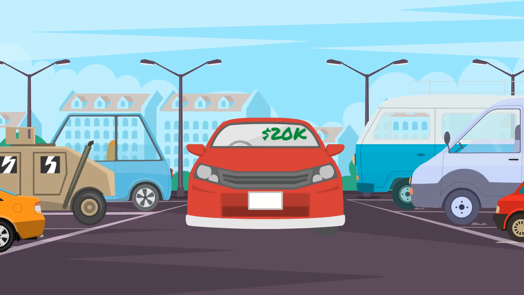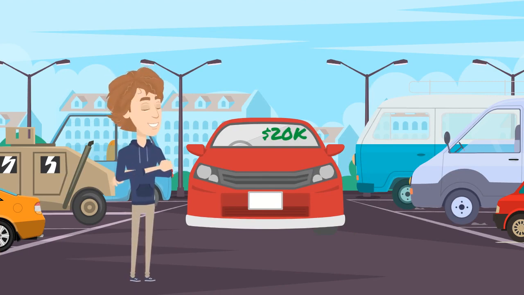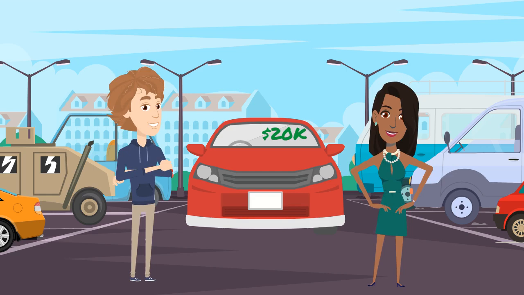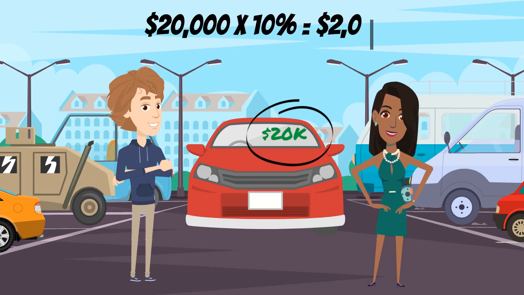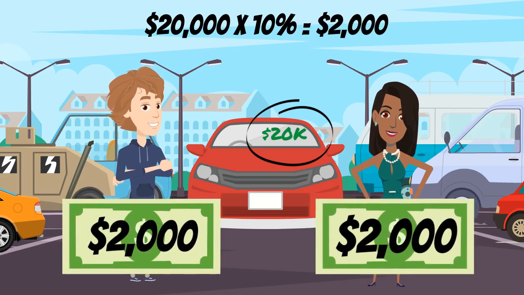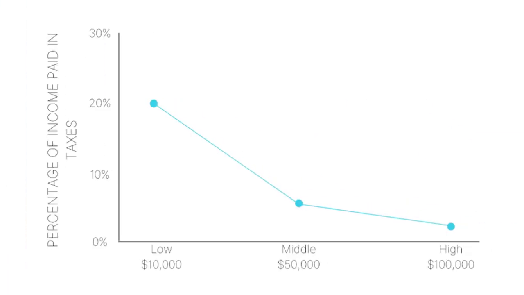Now let's jump to an example. The basic idea of how regressive tax burdens low-income earners goes like this. A low-income earner and a high-income earner each buy a vehicle and each spend $20,000. The sales tax rate is 10%. Therefore, each paid $2,000 in tax. That percentage of income paid in taxes is more of a burden to the low-income earner.